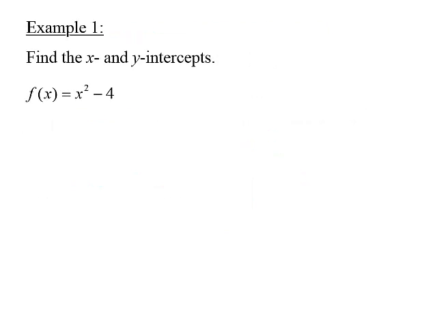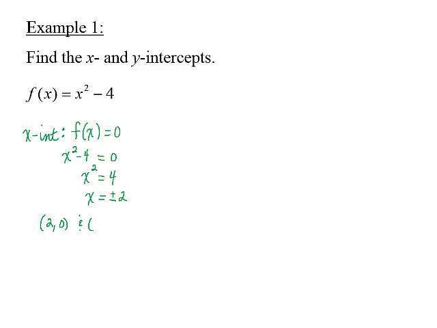In example 1, we want to find the x and y intercepts. To find the x-intercepts, we let y equal 0, or in this case, f of x equals 0. That gives us x squared minus 4 equals 0. We can solve by the square root property to get x squared equals 4. x is plus or minus the square root of 4, or plus or minus 2. So the x-intercepts are 2 and negative 2. That corresponds to the ordered pairs 2, 0 and negative 2, 0.